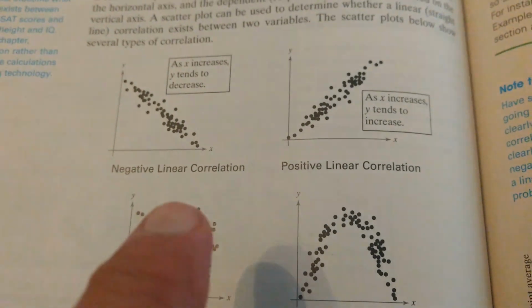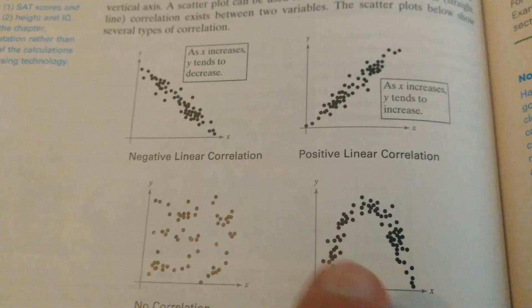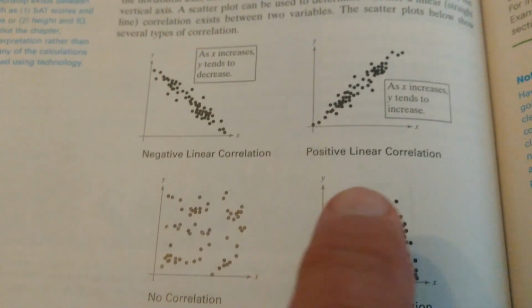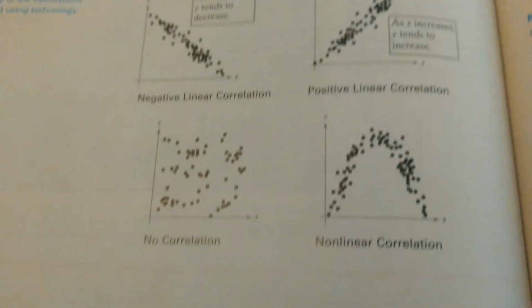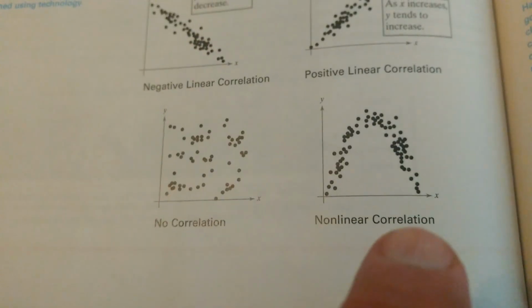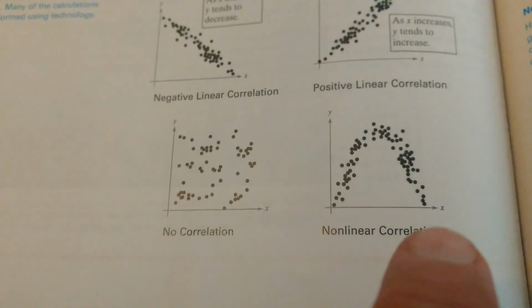If you look at this scatter plot here, this is showing a negative linear relationship because it's a straight line going down from left to right. This is a positive linear correlation because it's going up from left to right, in a straight line. This is no correlation because there is no pattern. And this is a non-linear correlation. It's actually quadratic.